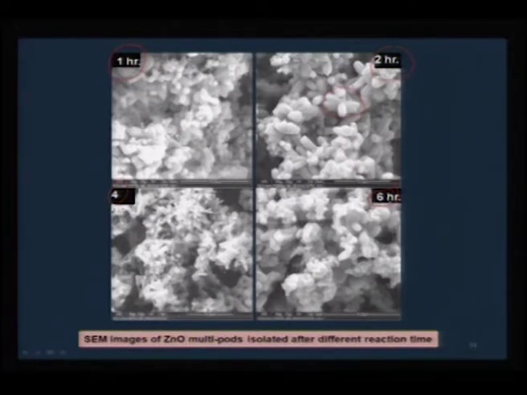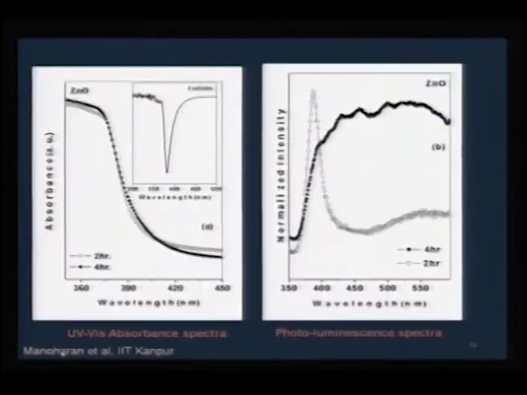So, does this growth factor or the shape and size of the zinc oxide nanorods have any influence on the property? If you look at the absorbance for a 2 hour exposed mixture and a 4 hour exposed mixture, you would see the optical band gap is nearly the same. So, you would not think that there is anything extraordinary happening, but if you look at the photoluminescence spectra of the 2 hour exposed and 4 hour exposed mixture, you can clearly see the photoluminescence is totally different.